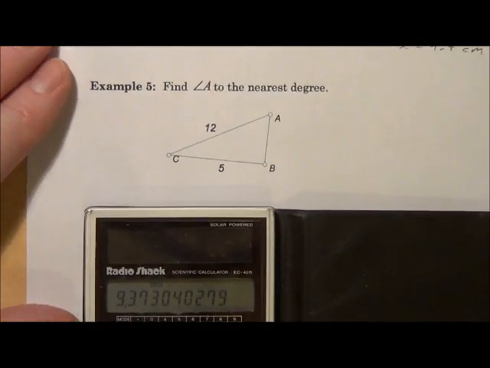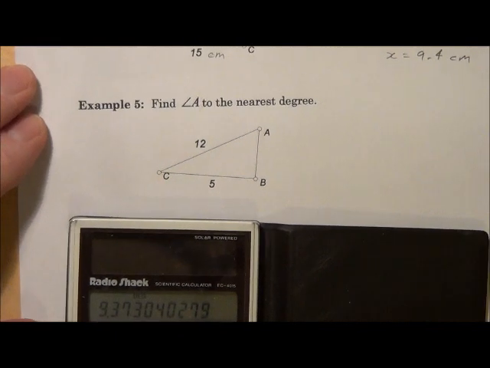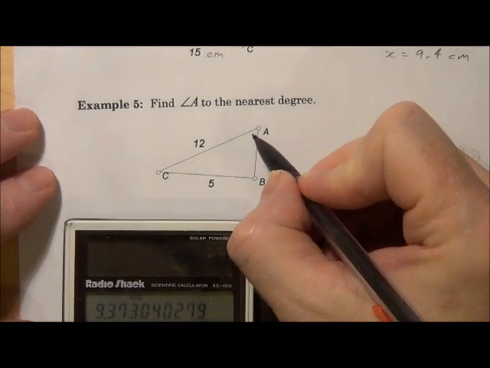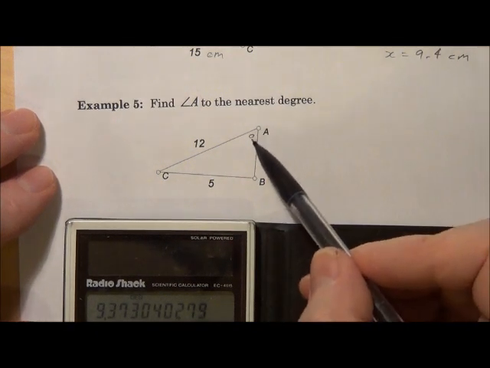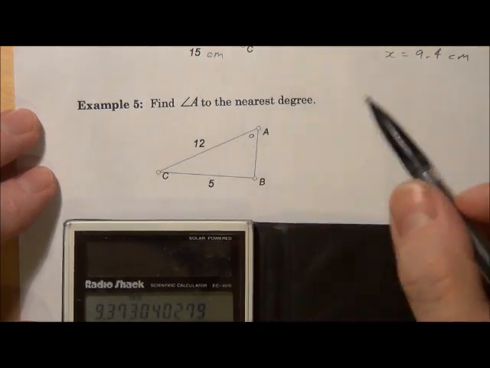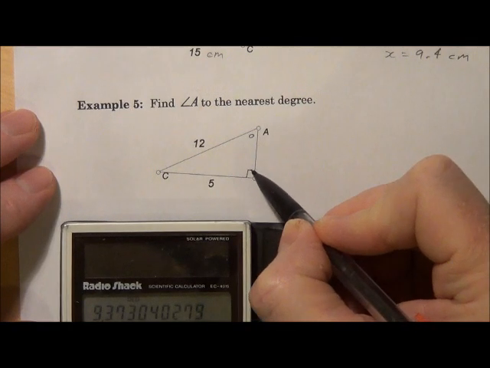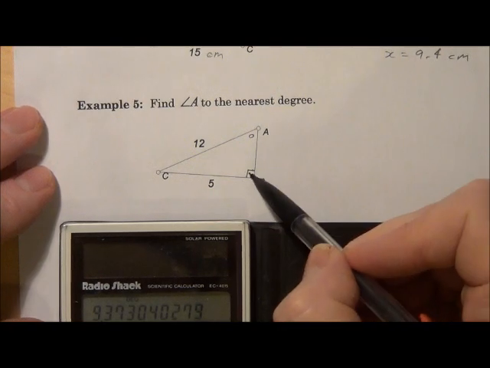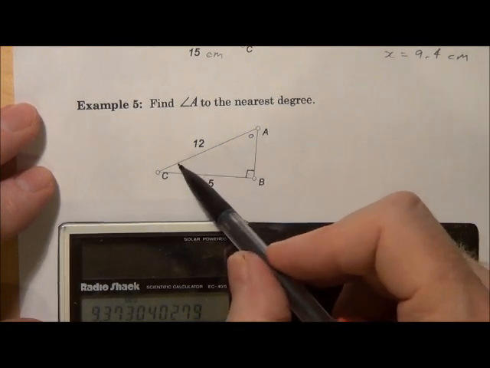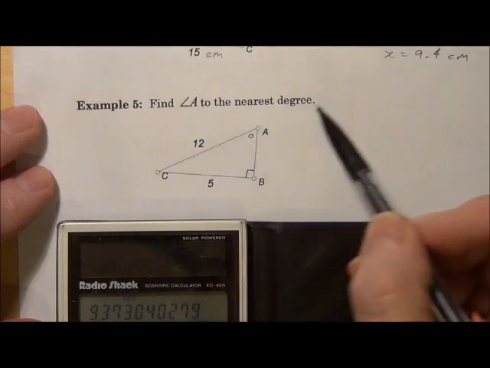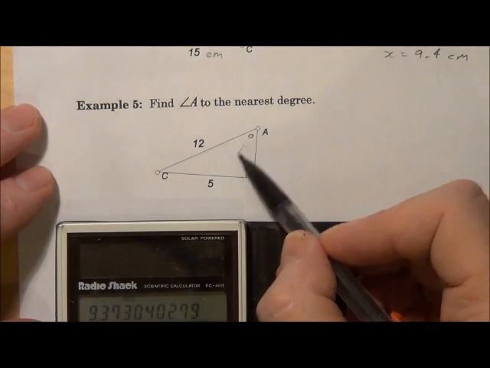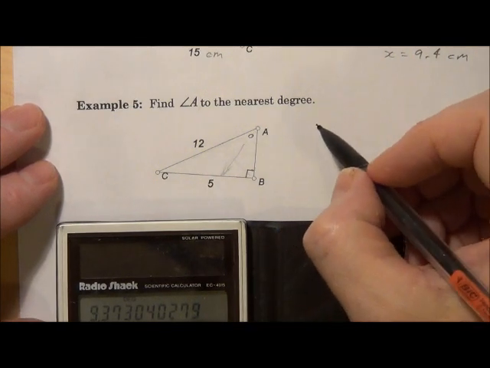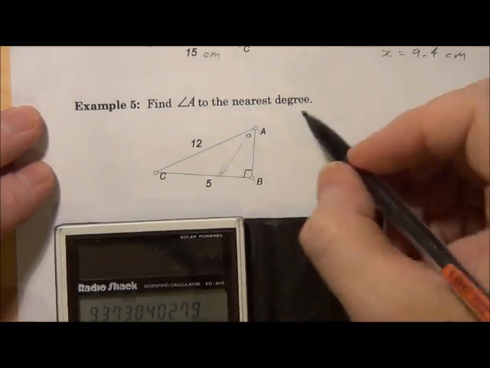And the last example here before we get to your class time fun for today. Find angle A to the nearest degree. Well, angle A is right here. And we want to see which side lengths correspond to this that are given. We know this is the right angle right down here, angle B. The hypotenuse is across from angle B. That's side AC. And side BC is opposite angle A. So opposite and the hypotenuse.